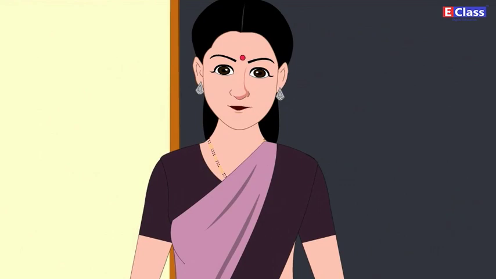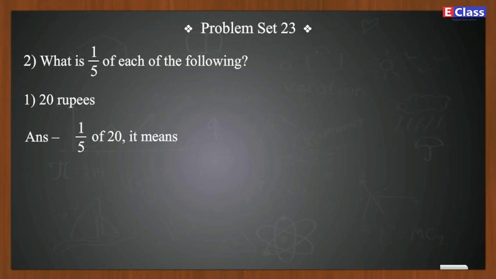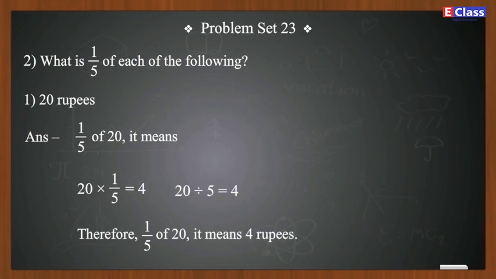Students, let's solve the second problem of problem set 23. 2. What is 1 upon 5 of each of the following? 1. 20 rupees. Answer: 1 upon 5 of 20 means 20 multiplied by 1 upon 5, which is equal to 4. 20 divided by 5 is equal to 4. Therefore, 1 upon 5 of 20 means 4 rupees.